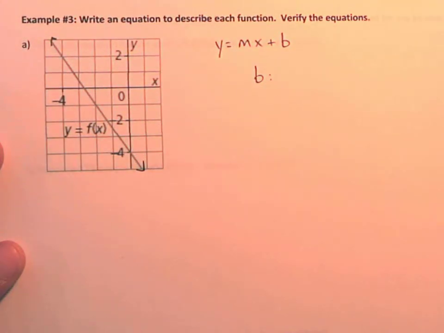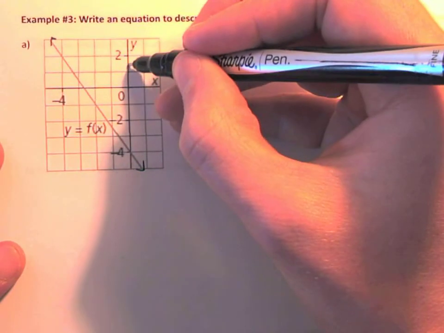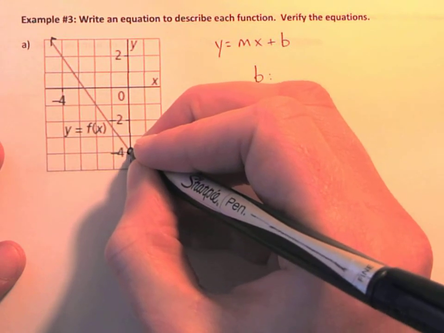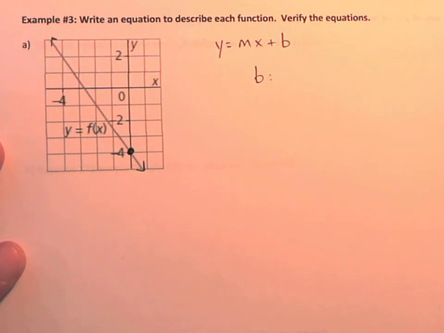What does b mean again? It means y-intercept, or where it crosses the y-axis. And where does it cross? Right there, at negative 4.